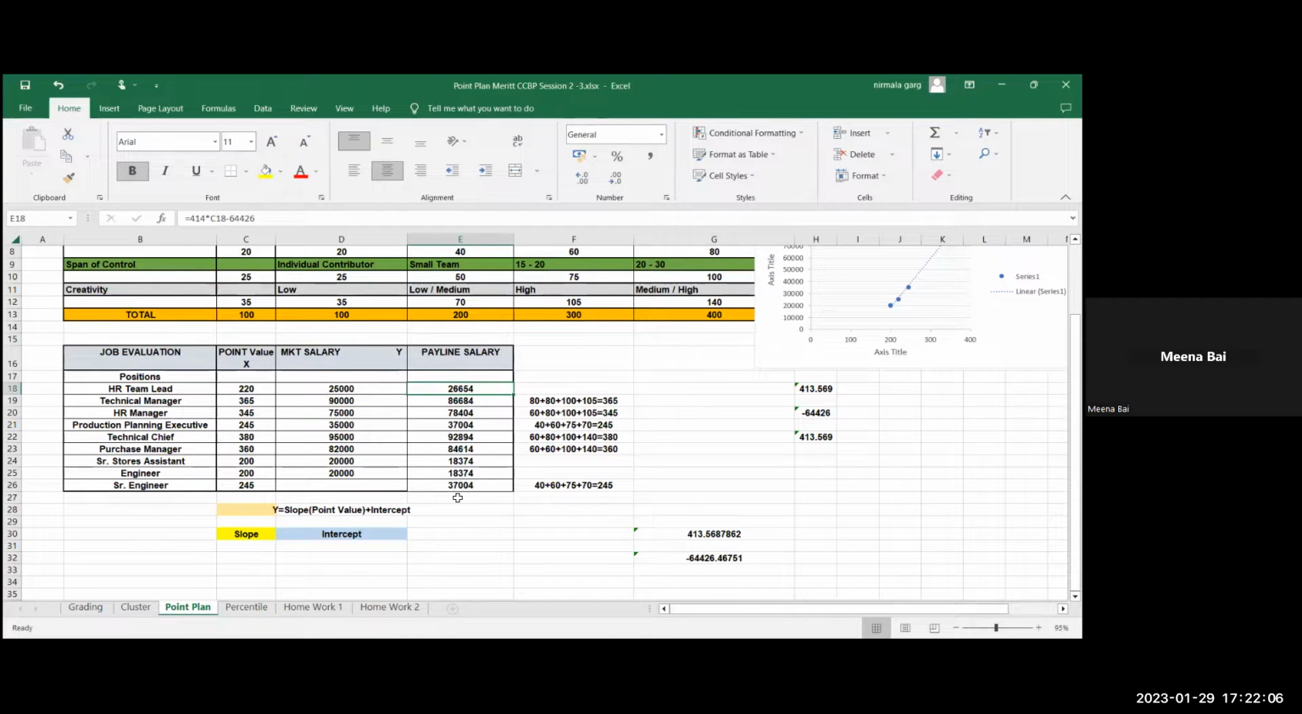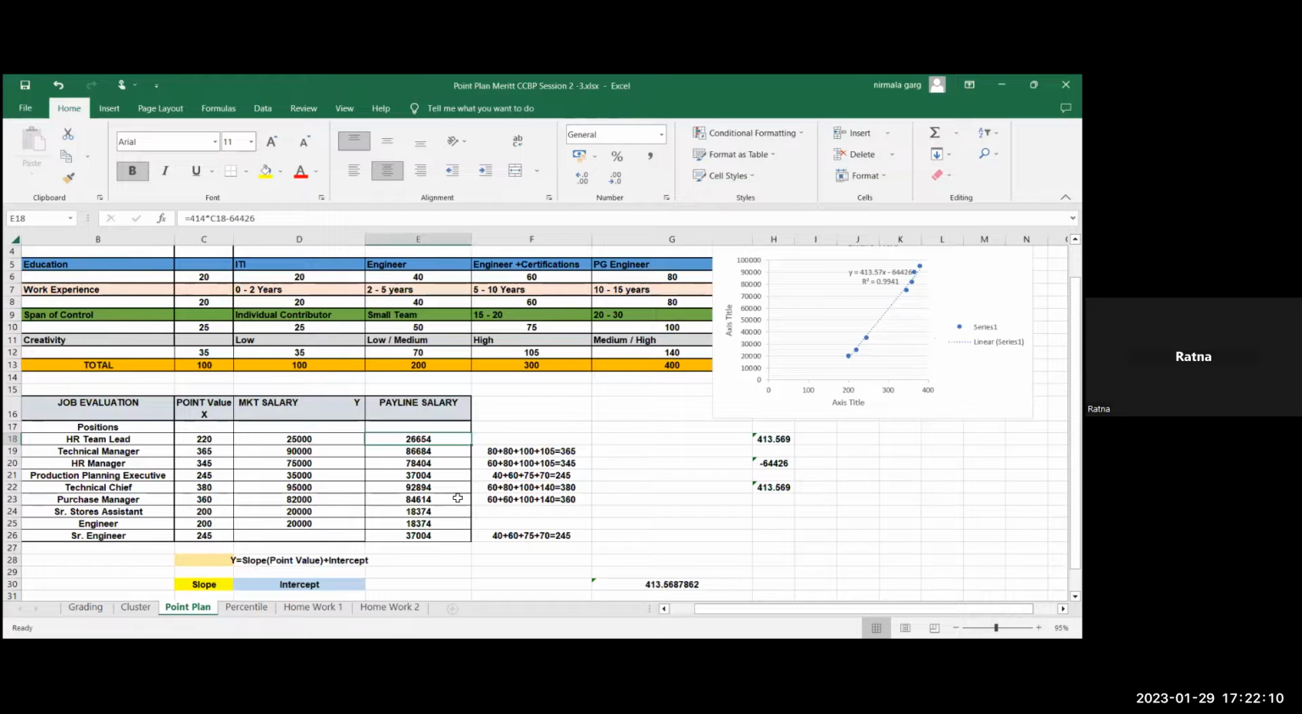Nirmala, I have a question here. This is Ratna. So you mean to say that the payable salary for a particular role can be done only for those unique roles without obtaining the market data, or we can do it for any other roles as well? I mean, where market data is available.